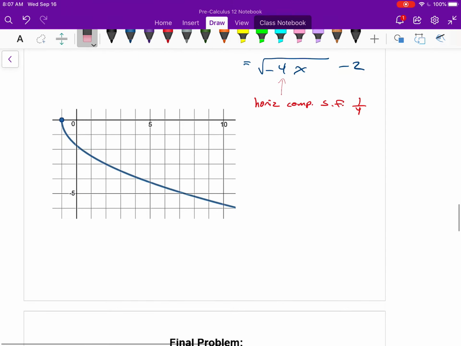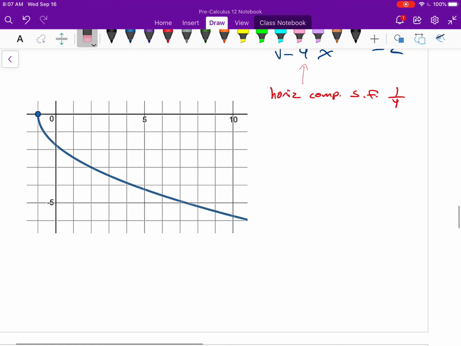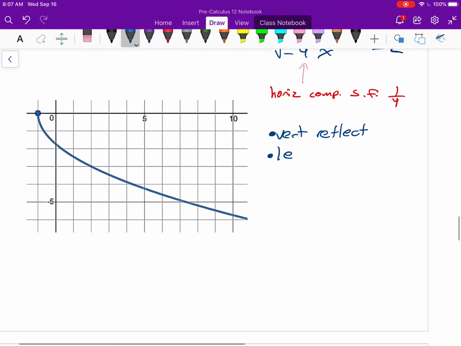All right. So same idea here. What is this function? Compared back to root x, I can definitely see right away it's been vertically reflected. And I can see right away it's been moved 1 to the left from that starting point.